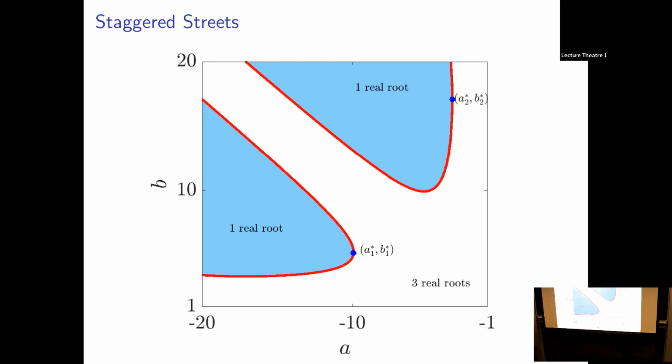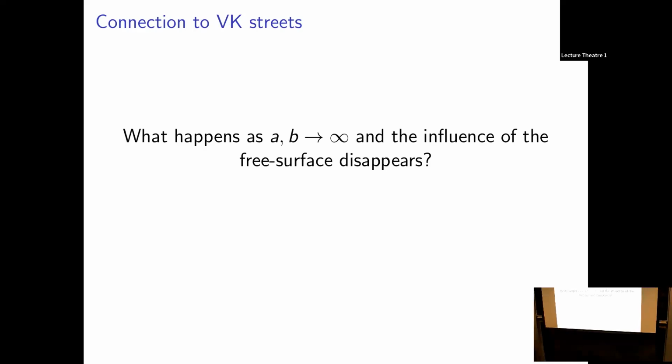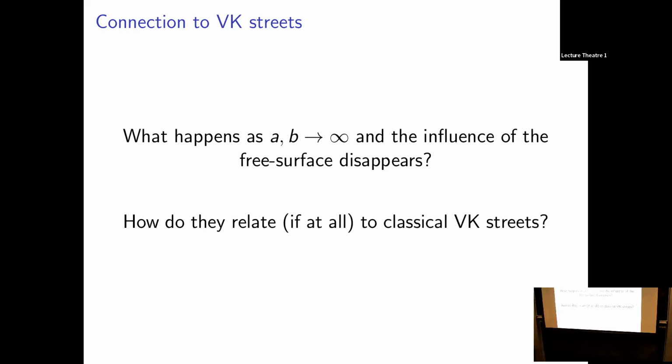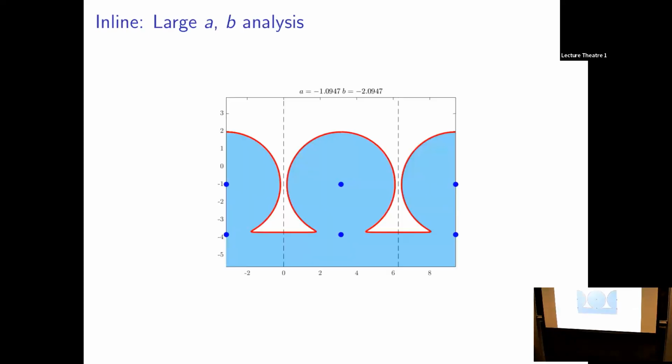And so really that's the end of the story and how we can construct these solutions. But there are a couple of outstanding issues. First of all, how do these connect to the von Karman streets? How do they bifurcate from the classical solutions? We can do that as the magnitude of A and B go to infinity, not A B, so have modulus bars there. What happens is they go to infinity and the influence of the free surface disappears. And how do they relate to the classical von Karman streets?